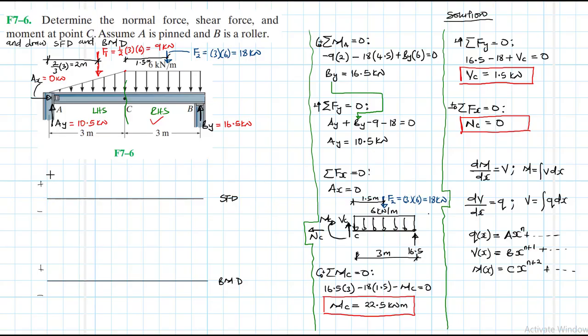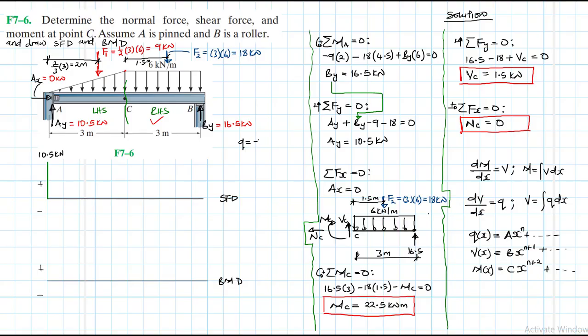At A, we have our initial value. Always we need to look at the boundary conditions. At A, we have our initial value of shear, which is positive, and it is 10.5 kilonewtons. So that becomes our initial value, okay? And it is positive.